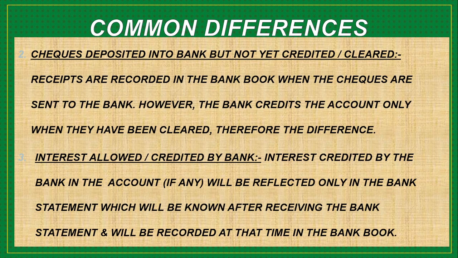Second, checks deposited into bank but not yet credited or cleared. Receipts are recorded in the bank book when the checks are sent to the bank. However, the bank credits the account only when they have been cleared. Therefore, the difference. Number 3. Interest allowed or credited by the bank. Interest credited by the bank in the account, if any, will be reflected only in the bank statement, which will be known after receiving the bank statement and will be recorded at that time in the bank book.